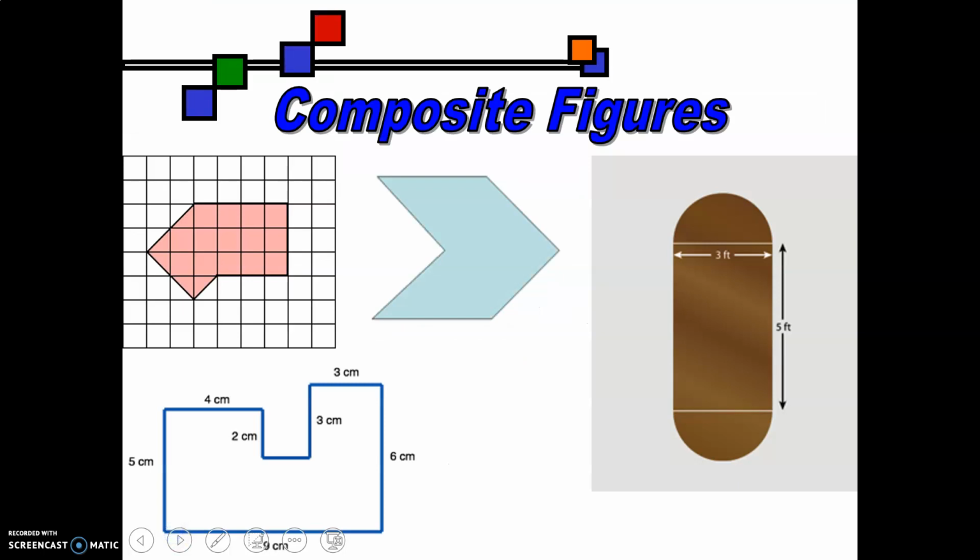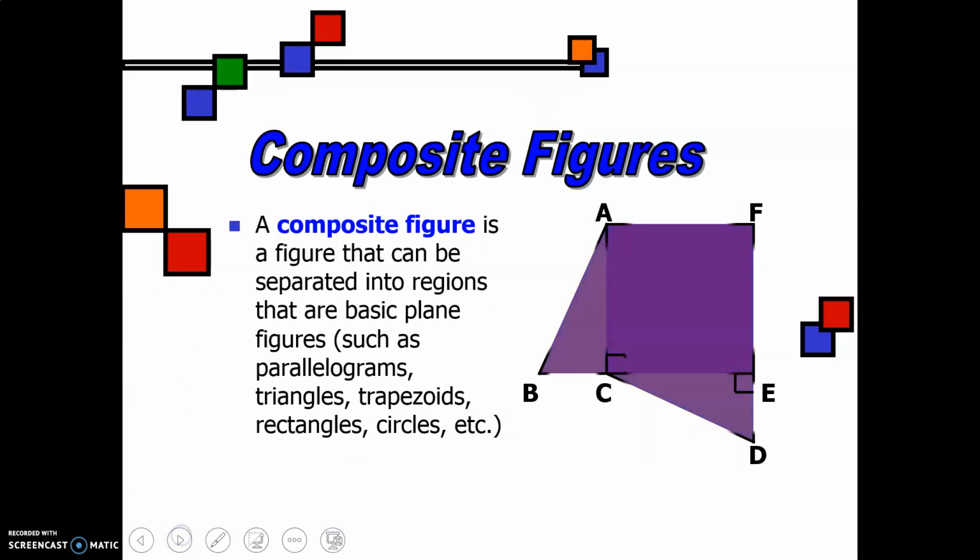So first of all, here are some examples of composite figures. Before I give you the definition, just take a look at these four and make a guess about what you think a composite figure is. Alright, so the definition of a composite figure is a figure that can be separated into regions that are basic plane figures. Think of parallelograms, triangles, trapezoids, rectangles, circles, etc.